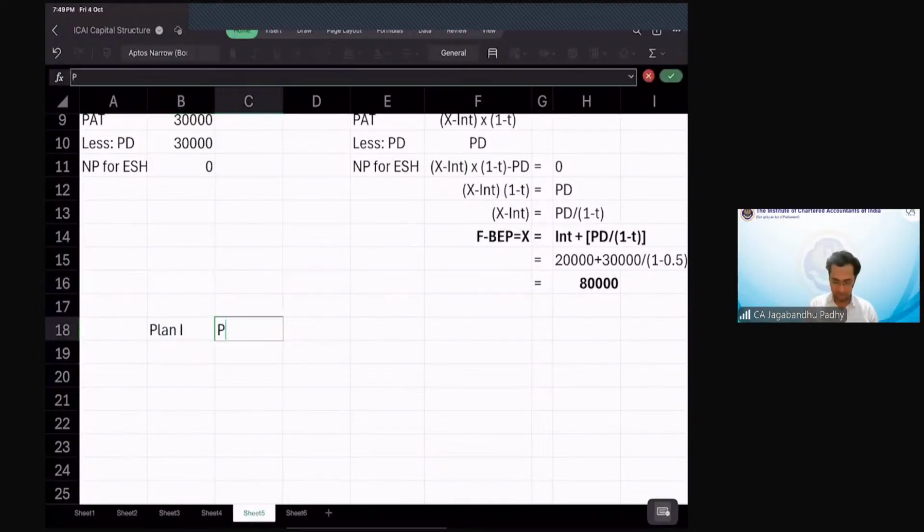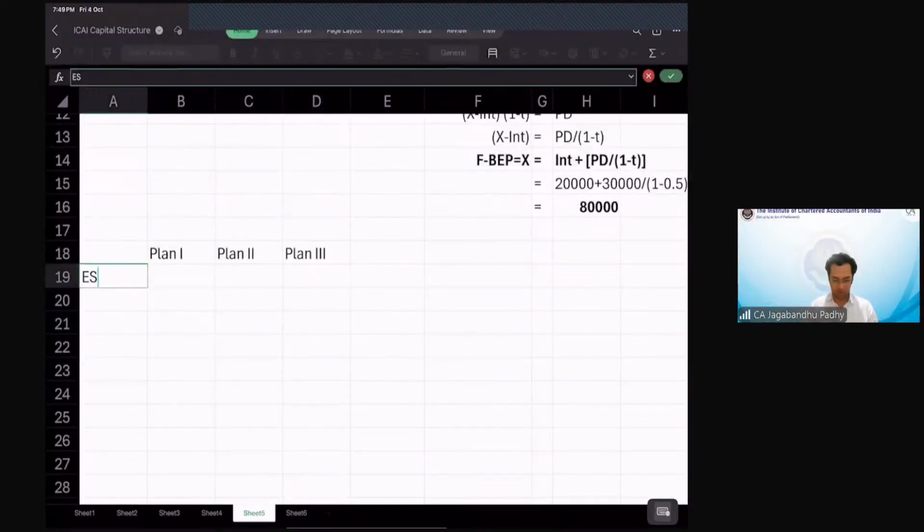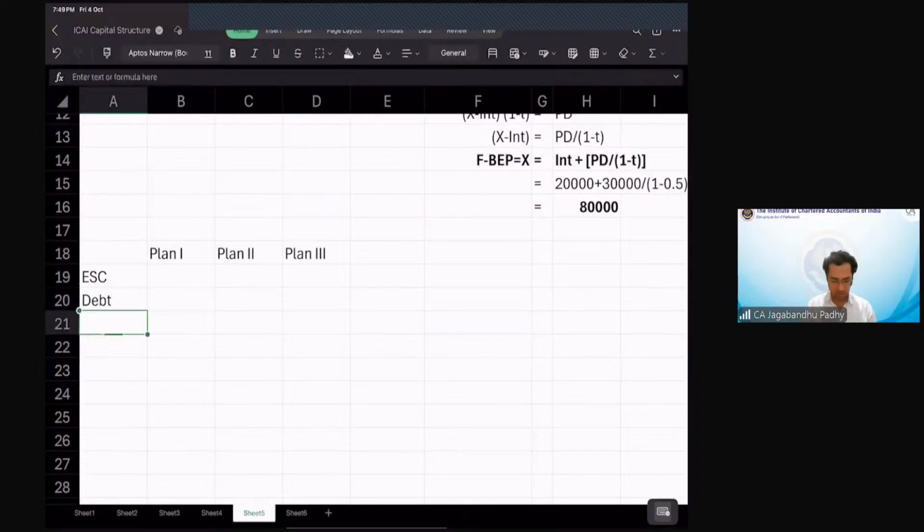Plan 1, plan 2, and plan 3. Have equity share capital, debenture, and preference share capital. Okay.